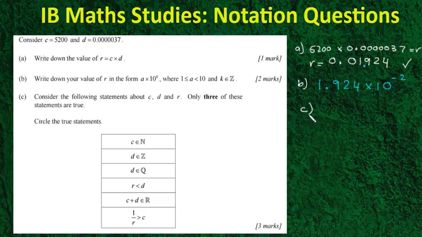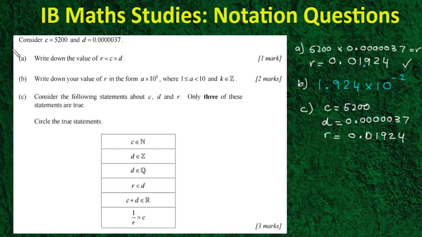Okay, then we move into C now. Consider the following statements about C, D, and R. I'm going to put down again here that C is equal to 5200. We know that D is equal to 0.5037. We've got our R value here is 0.01924. So it says circle the true statements.